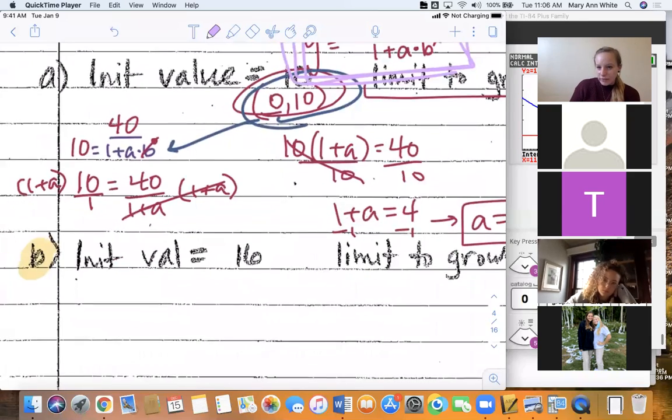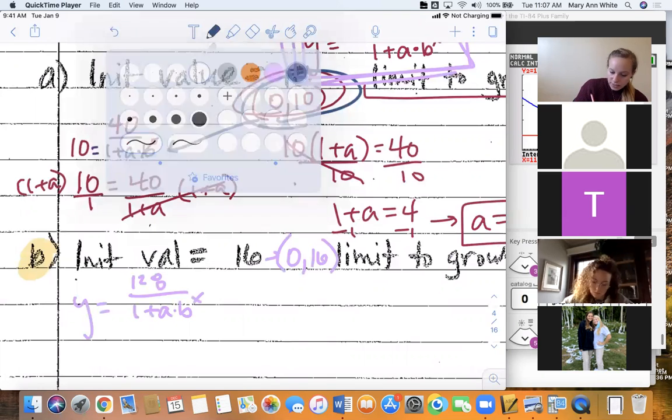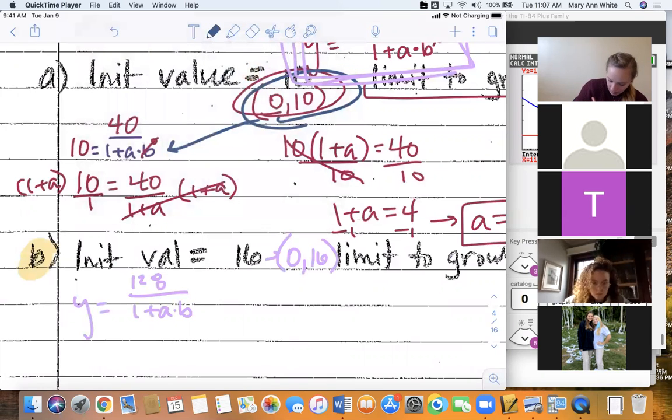This is a little funkier of an answer. So I did kind of a clean answer, now we're doing kind of a weird one. My initial value, we can think of this as (0, 16). So I have 0 as my X. Y equals 128 over 1 plus A times B to the X. X is going to be 0. Y is going to be 16 because I'm using my initial point.